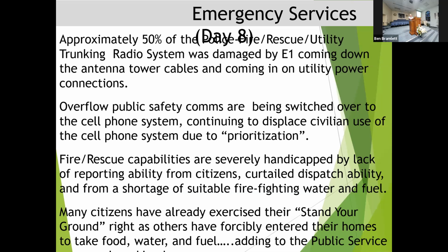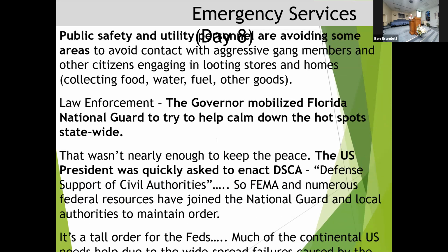Okay, I can assure you that there's going to be a lot of citizens exercising their stand your ground rights. Everybody knows what that is, right? Defending yourself at home. The public safety, public utility people will be avoiding some areas to avoid contact with aggressive gang members and other citizens engaged in looting and collecting food, water, fuel, and other goods. Does anybody doubt that? I certainly don't.